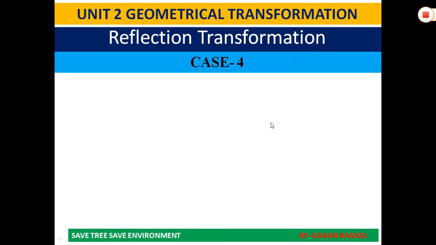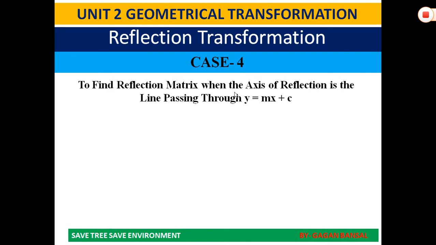Now case 4. To find the reflection matrix when the axis of reflection is the line y equals mx plus c. What does it mean? It means the reflection matrix needs to be found when the axis of reflection is not along the x-axis or y-axis, and not passing through the origin, but has a certain intercept c.